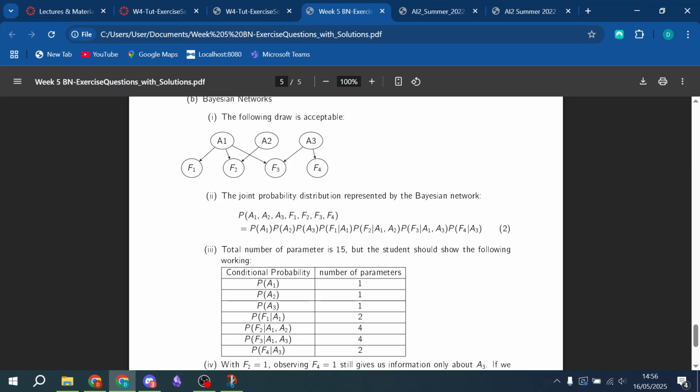Oh yeah, I think. Let's see. Yeah, sorry. Yeah, I think that's what it's trying to say. I think that's why it says still. Because I think no matter what you observe before, F4 will always only tell you the same thing.